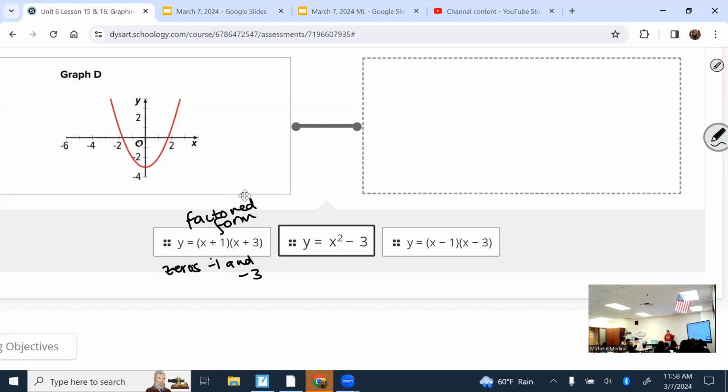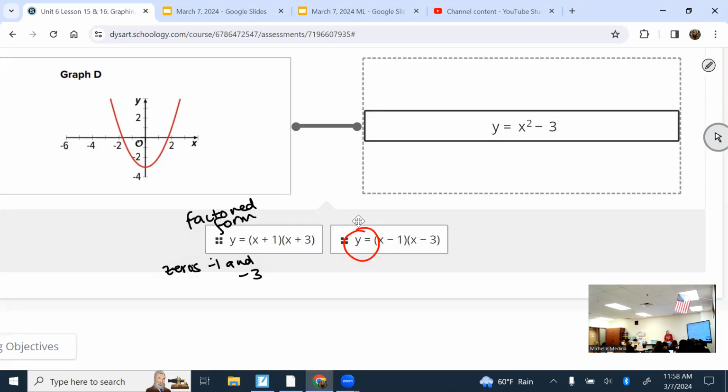This one's in standard form or vertex form. You can technically tell both from it. In standard form, you can tell the y-intercept is the constant. Does this one have a y-intercept of -3? Yes. So I'm gonna pick that one for this. That's another way you can go about it.